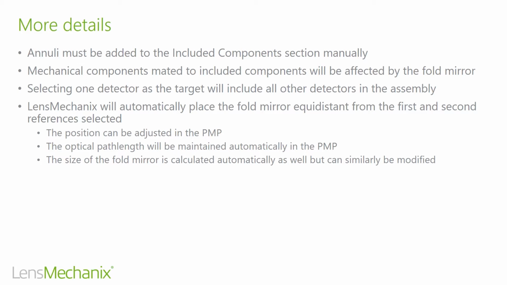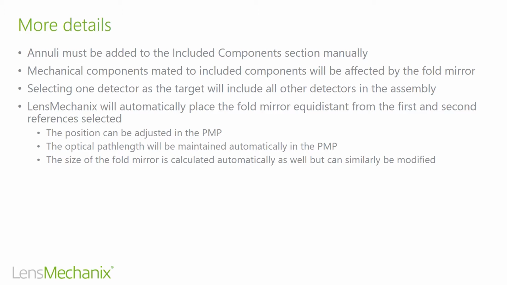Another thing to keep in mind is that components that are mated to included objects are going to be affected as well. If there are multiple mates that are already over-defining a mechanical component, then SOLIDWORKS may solve the problem by placing the mechanical components in unexpected locations or orientations. This would be the same experience one would have if they were to have too many conflicting mates on a mechanical component in SOLIDWORKS.